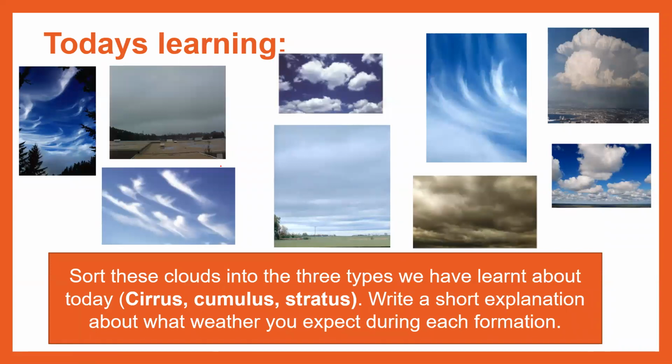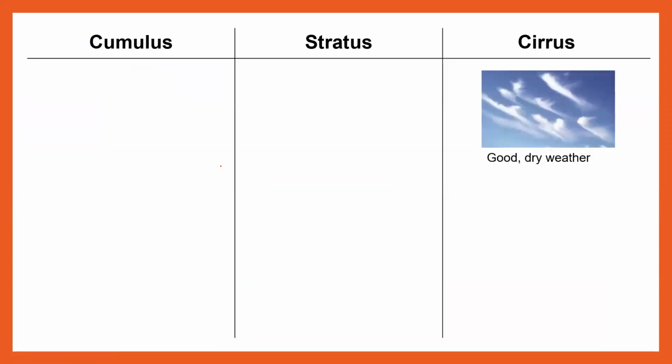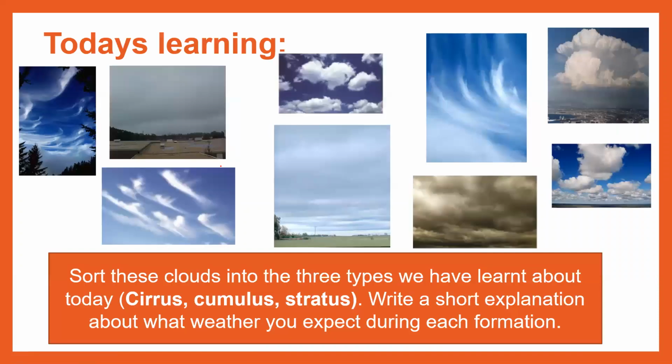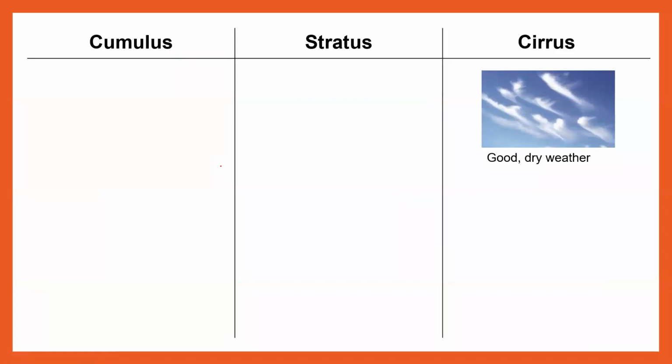So today's learning, you are going to sort these clouds into the three types that we've learnt about: cumulus, stratus, and cirrus. There's a table as well for you to complete, and you can cut these pictures out if you've got the learning pack at home.